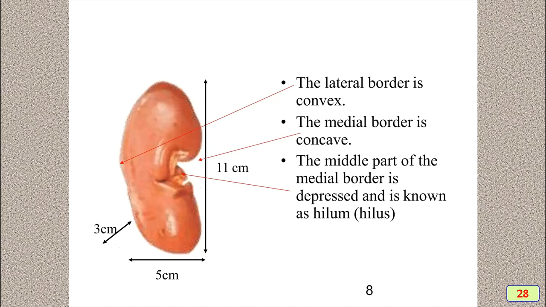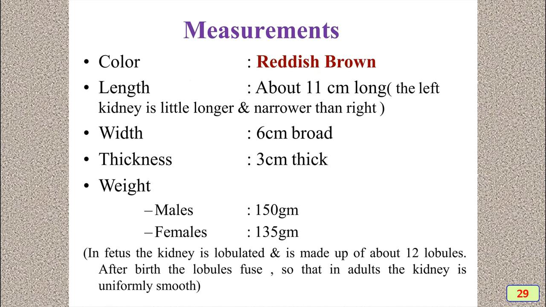Usually the lateral border is convex, and the concave structure in the middle is the border depression known as the hilum. The structure where it differs is called the hilum. It is about 5 centimeters wide. The total height of a kidney in an adult human being is about 11 centimeters. The color of a kidney is reddish brown.